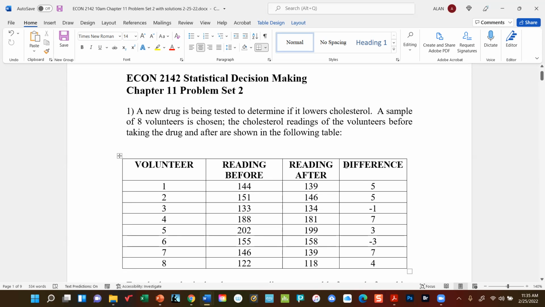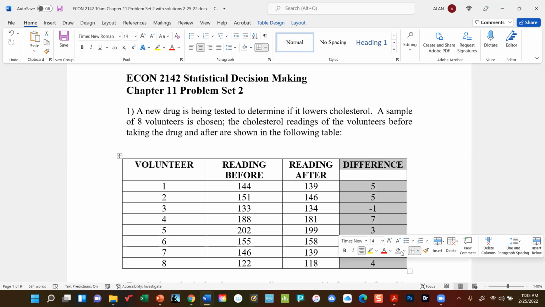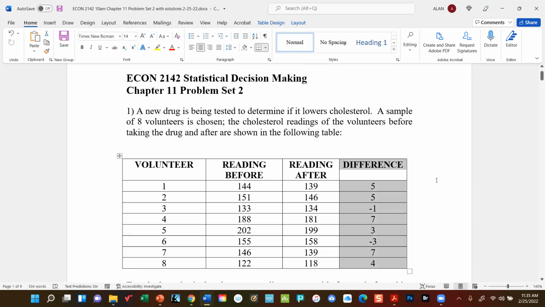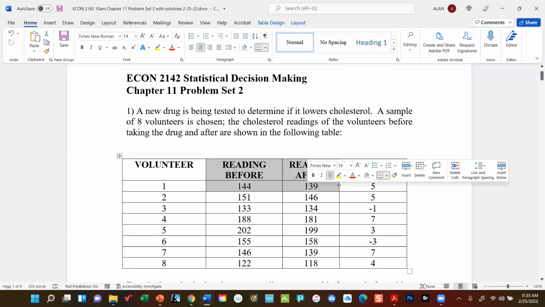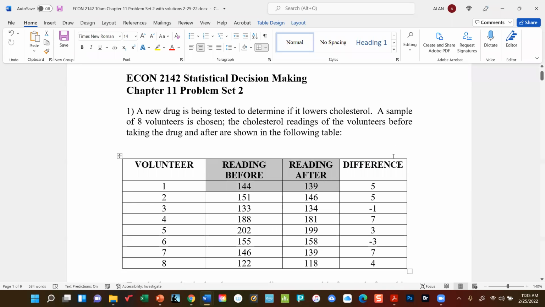So we can think of these differences as a single population or sample. And so when it comes time to enter data into your calculator, although it can figure out the differences for you, if they're already here, you might as well take advantage of that and simply type the differences into your lists. You don't really need to type these because the differences are already here. And that should speed things up a bit.